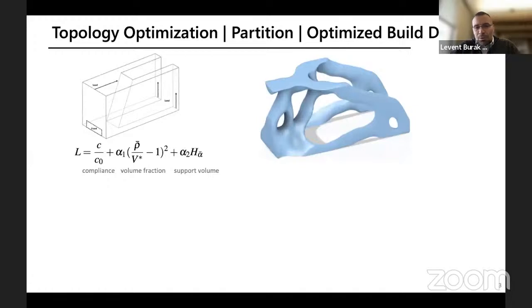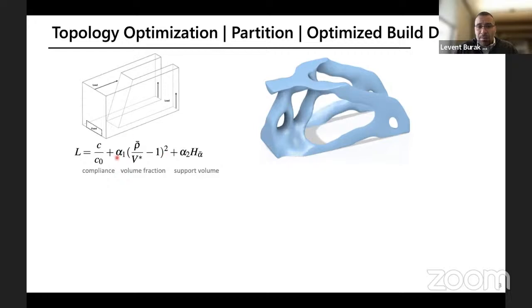So what we are trying to do here is do three things all at once so as to minimize the needed support structure. So we are doing conjoint topology optimization, part segmentation, and for each segment, optimize build direction computation. On the left side here, you can see the problem definition where we have a design domain for which we want to generate the structure shown on the right.